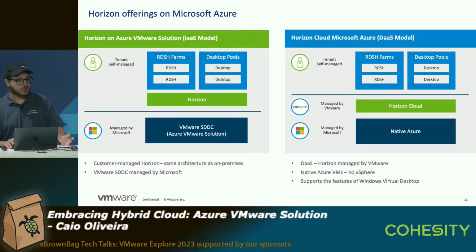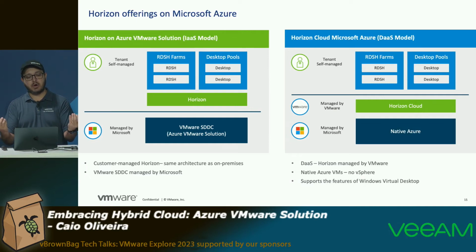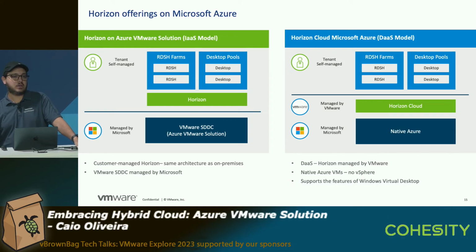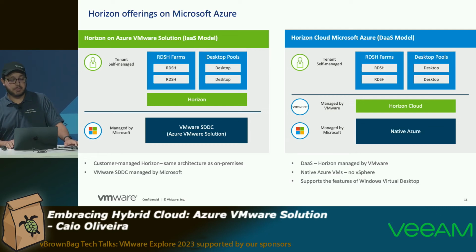You have actually two options, right? You have what we call Horizon on AVS, where only the SDDC portion will be managed by Microsoft. You have to run all the Horizon infrastructure, right? So everything related to installation, upgrading, everything will be on you. But if you want a more SaaS model, a DaaS model, what we call, we're going to use native Azure, but we're going to run the Horizon Cloud. So you're only going to be creating the VDI, so you don't need to think about upgrading the Horizon Cloud. Different models here, but the idea is pretty much the same.